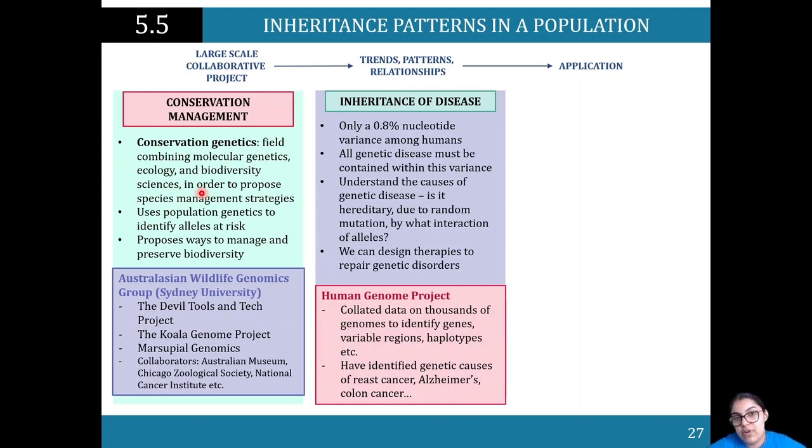A good example of this is the Human Genome Project. The Human Genome Project collated data on thousands of genomes to identify genes, variable regions, haplotypes, and they have identified genetic causes of breast cancer, Alzheimer's, and also colon cancer.